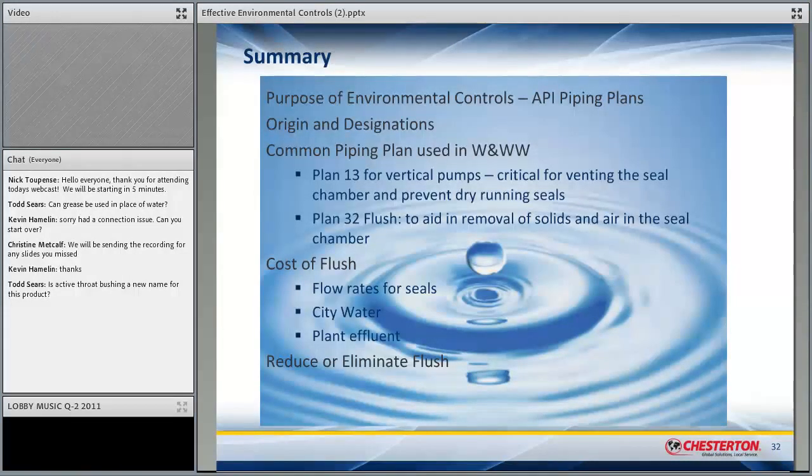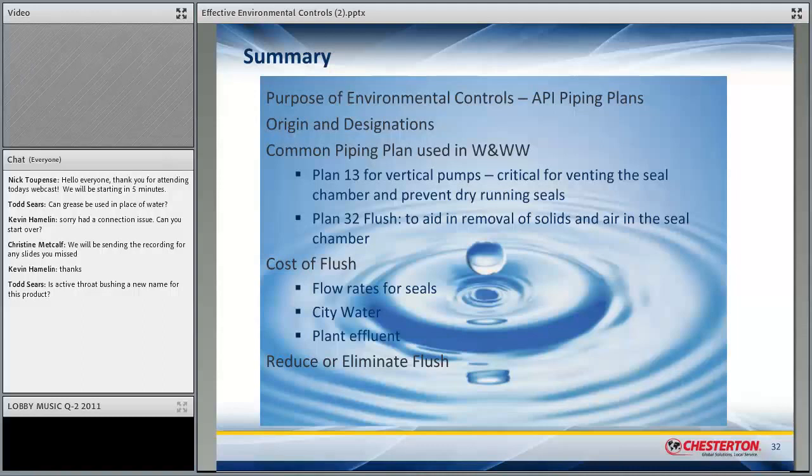So in summary, we've talked about the purpose of environmental controls for mechanical seals. We've talked about the API piping plans and what the designations and the origins were for the piping plans. We've talked about the common piping plans used in water and wastewater. We've talked about Plan 13 for vertical pumps, and they're critical for venting the seal chamber and preventing dry running seals. We've talked about Plan 32 flush, which is the most common environmental control that's used to remove solids and air in the seal chamber.